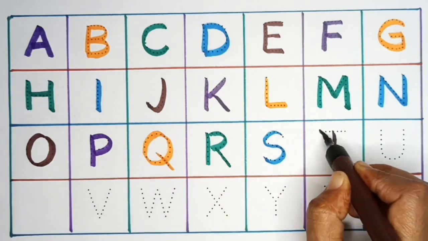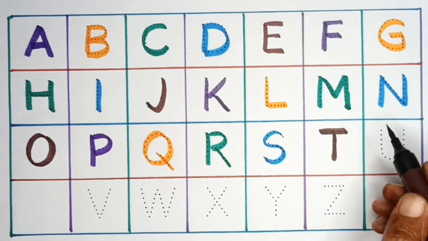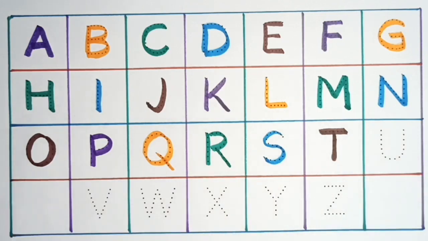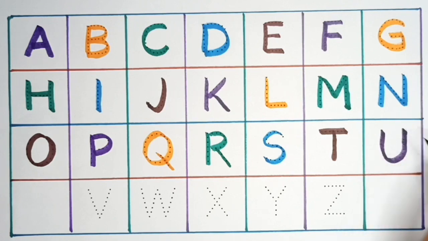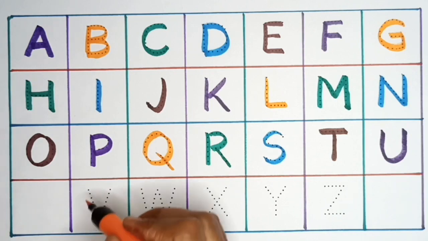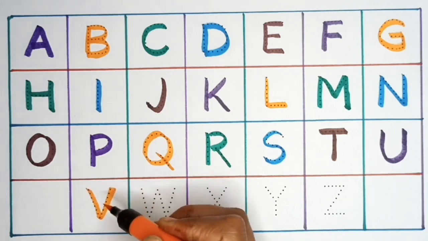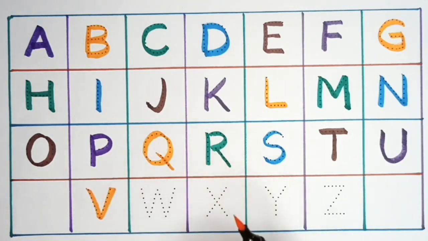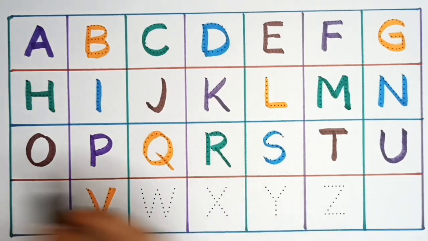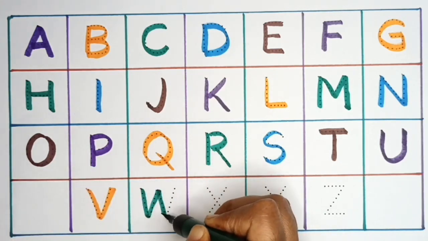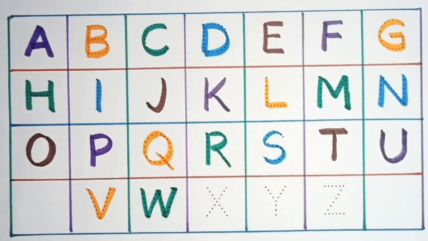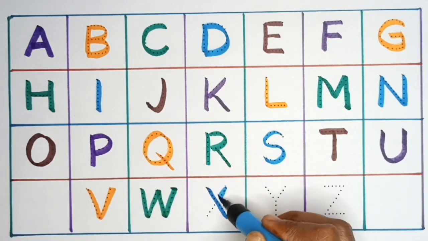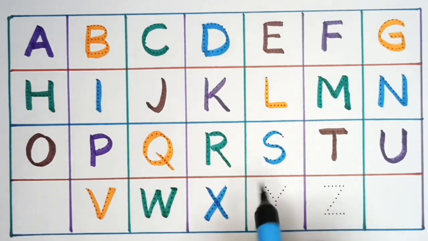T, T for tree. Brown color. U, U for umbrella. Violet color. V, V for van. Orange color. W, W for watch. Green color. X, X for xylophone. Blue color.